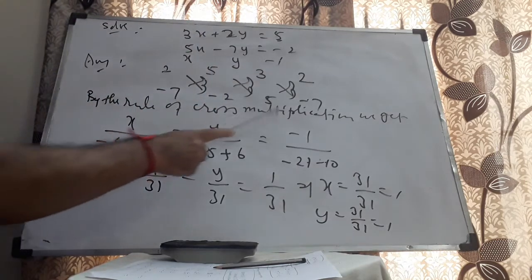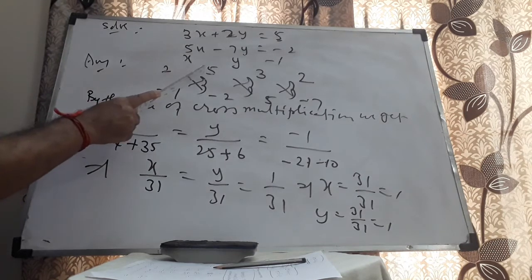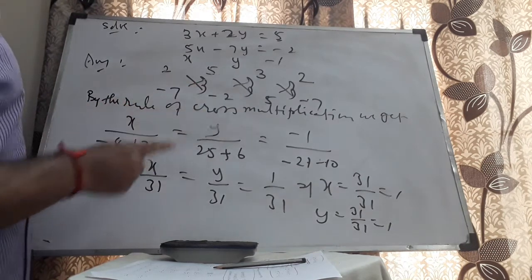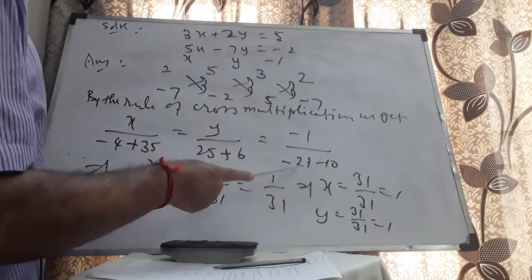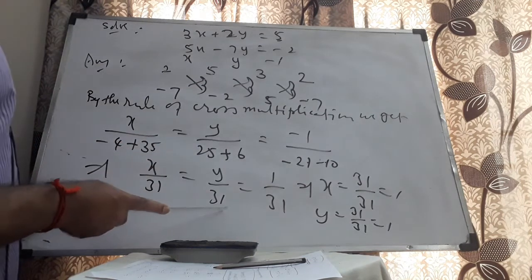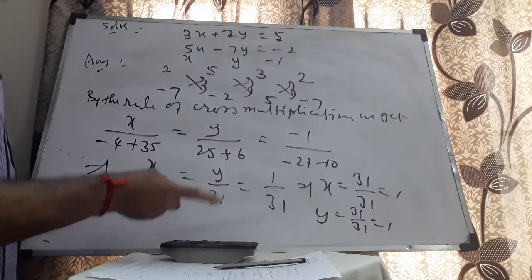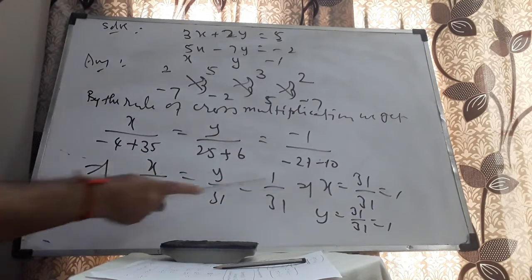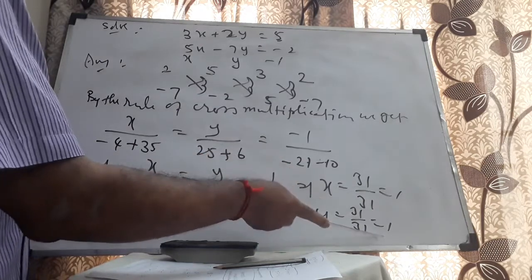Now by the rule of cross multiplication, we get x divided by minus 4 minus into minus plus 35, is equal to y divided by 25 minus of minus plus 6, equal to minus 1 divided by minus 21 minus 10. So x divided by 31, y divided by 31 is equal to minus by minus become plus 1 by 31. Now cross multiplying this, x becomes 31 by 31, y becomes 31 by 31. Now x is 1, y is 1 is the solution.